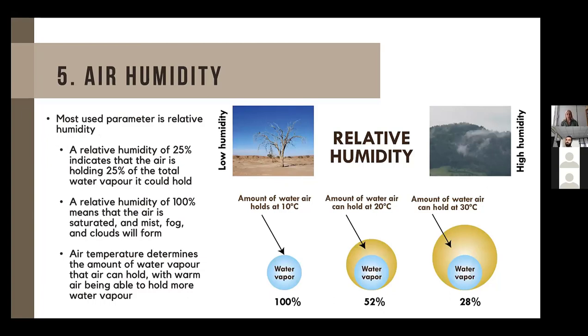And an important aspect in this is the air temperature, as the air temperature determines the amount of water vapor that air can hold, with warm air being able to hold way more water than cold air. So this can also be seen in this picture, that at the same amount of water vapor, the relative humidity at a temperature of 30 degrees is way lower than at 10 degrees Celsius.